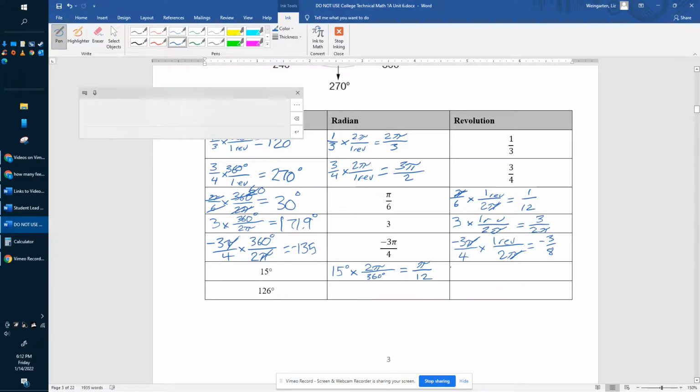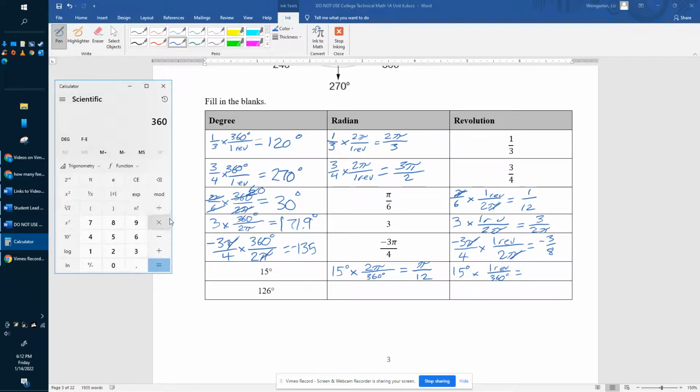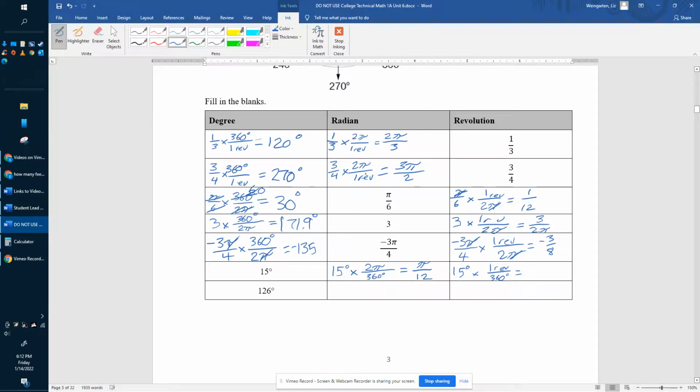Now let's convert to revolutions. 15 degrees times 1 revolution is 360 degrees. So 15 over 360, we get 1/24 of a revolution. That kind of makes sense because 30 degrees was 1/12 of a revolution. This is half of that, so it's 1/24.